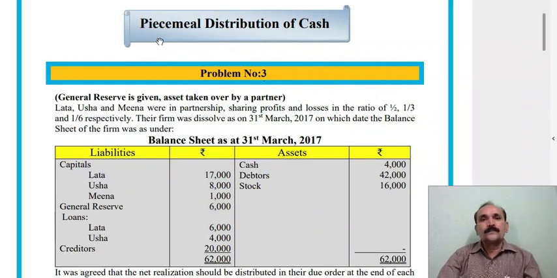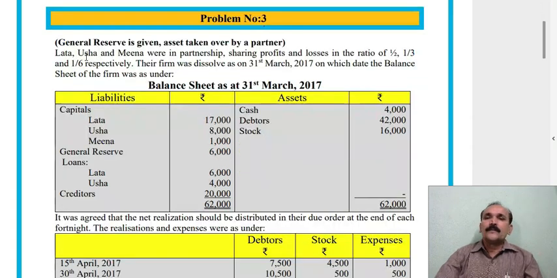Welcome, all students. Today's lecture is on the chapter Piecemeal Distribution of Cash, lecture number 4, problem number 3. In this problem, the different adjustments are that a general reserve is given and an asset is taken over by a partner. These are the adjustments involved in this problem.